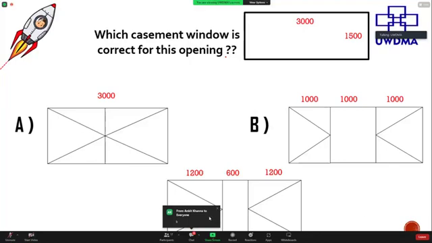Okay, so without any delay, everybody's typing B. Yes, it's B of course. Here we can't go because the width of the panel would be 1500. That will be huge, 5 feet.